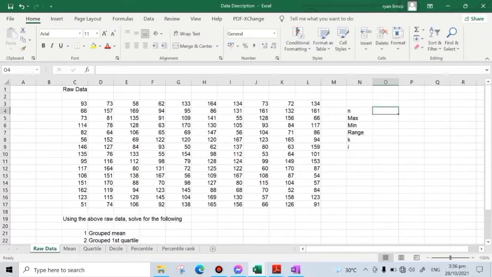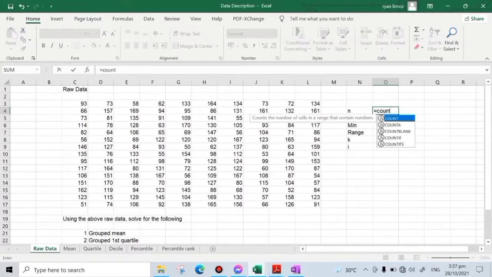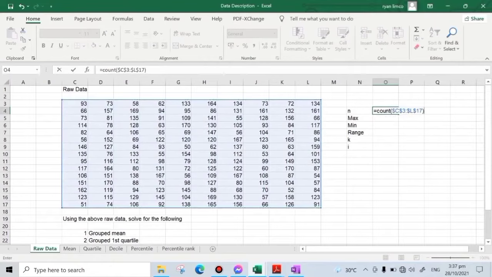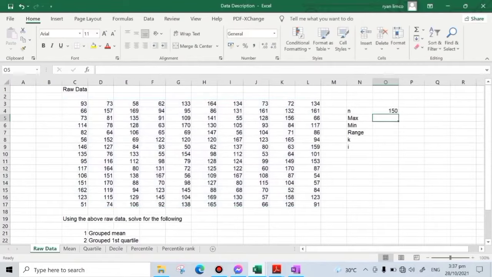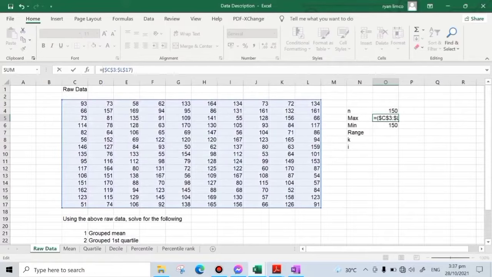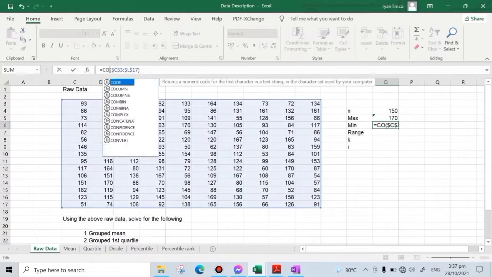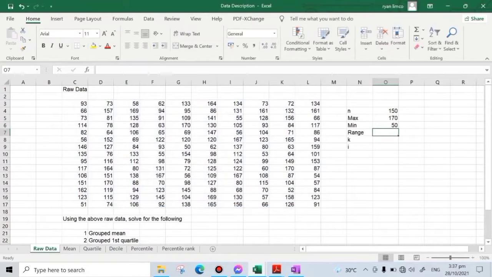So for the total number of observations, we have count, select natin yung data natin, and F4, and enter. So we have 150. For the maximum, i-drag lang po natin ito sa minimum. Palitan lang natin yung count ng max. And for the minimum, papalitan lang natin ng min. And for the range, we just have to subtract the minimum from the maximum.